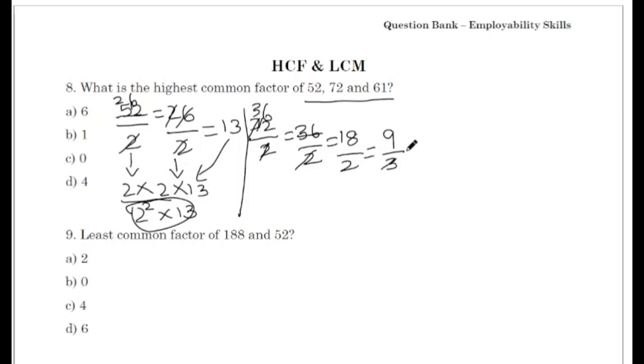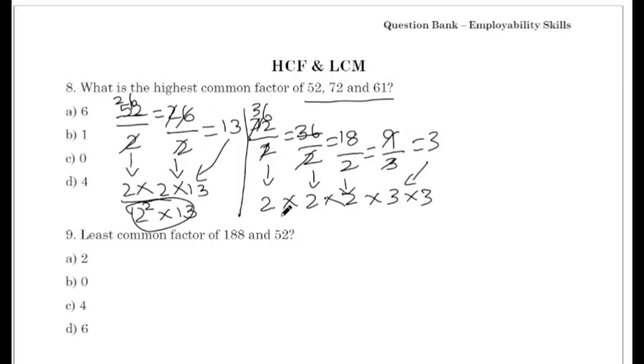9 is not divisible by 2 without leaving any remainder. So do it with 3. 3 threes are 9. You have 3. Okay. So write this one. The second step: write the prime factors. 2 into 2 into 2 into 2 into 3 and even this 3.